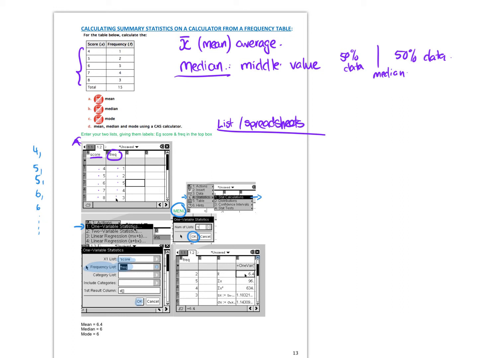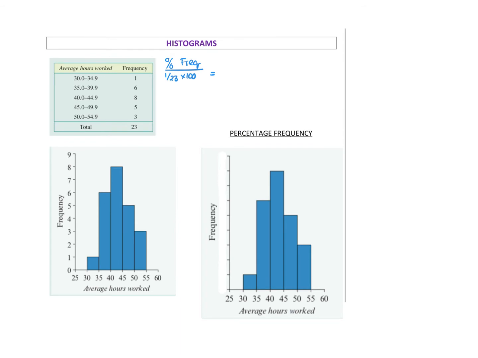You might have to scroll up and down to find it, but here you can see the mean, and that's 6.4, and if you were to scroll a bit further down, you would see the median value listed and so on. Okay, so a way to display numerical continuous data is through a histogram. I'm saying continuous because they measured the average hours worked, and when we measure that, that's continuous.